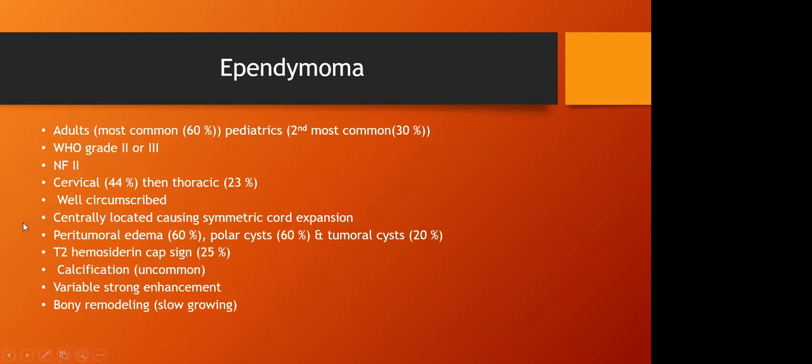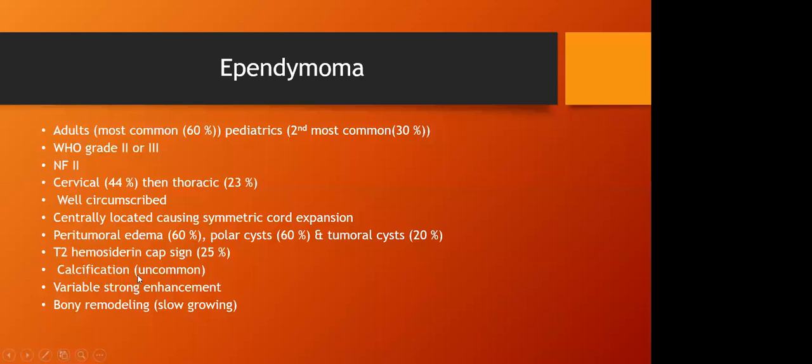The characteristic feature is that it is well circumscribed and well defined. Sometimes they say that it's encapsulated. It's usually found centrally within the spinal cord, causing symmetrical cord expansion. It's associated with peritumoral edema in 60% and polar cyst, whether cranial or caudal, in 60%, and sometimes it's associated with intratumoral cyst. One of the characteristic features of the ependymoma, seen in 25% of this tumor, is the hemosiderin cap sign due to the internal hemorrhage of the ependymoma.